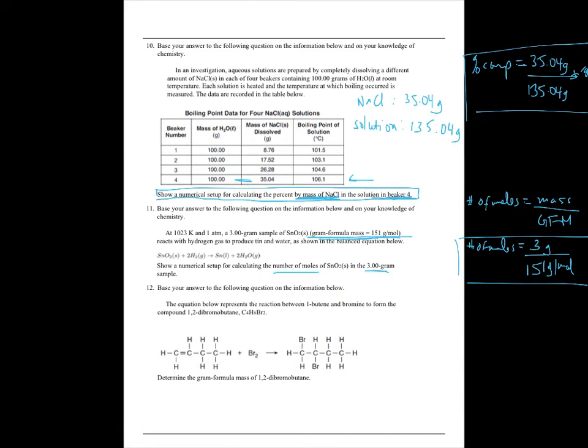Number 12. Let's do this in red. Determine the gram formula mass of 1,2-dibromobutane. What the hell is that? Well, they give it to you in the problem. Read carefully, guys. C4H8Br2.